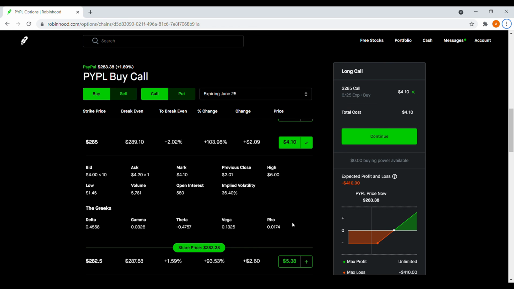So all these are important to know when you're picking your options contract. The most important ones I would look at would be delta and theta.